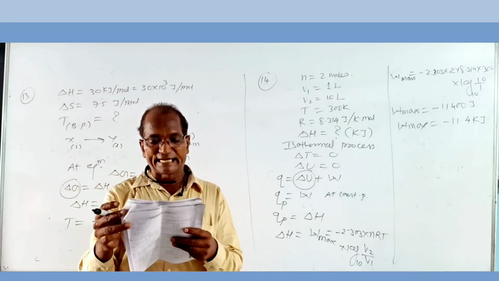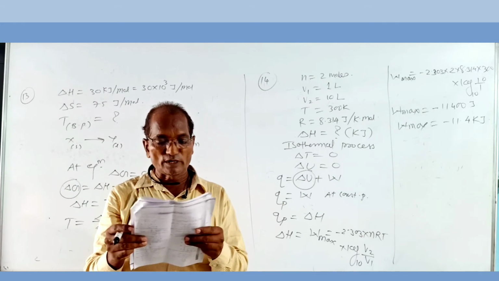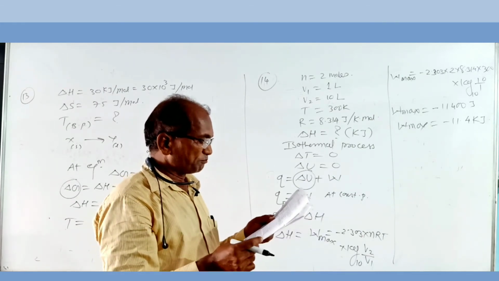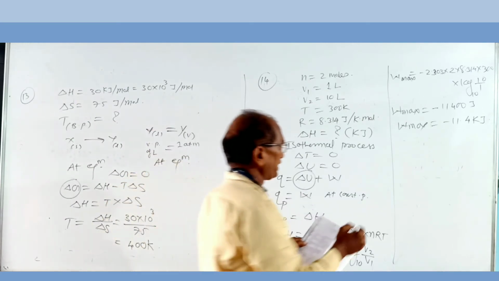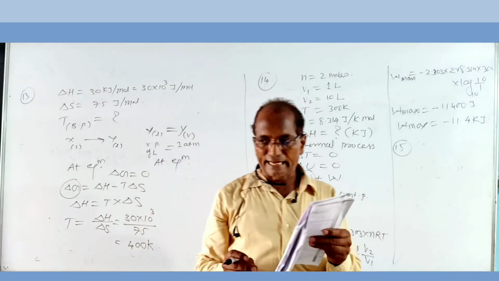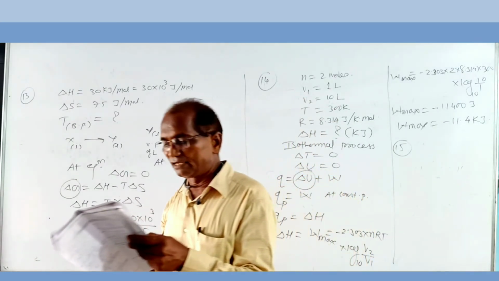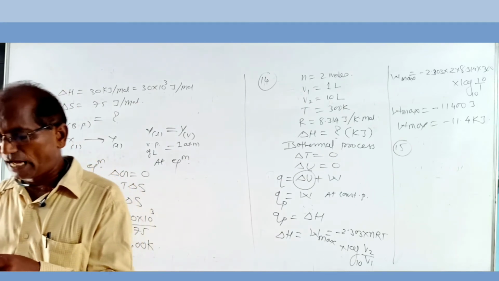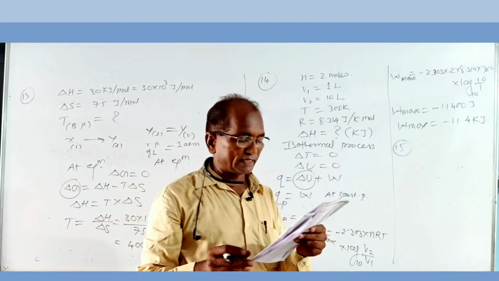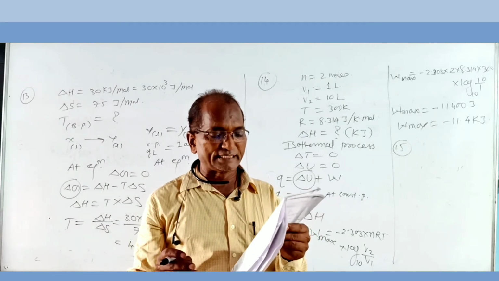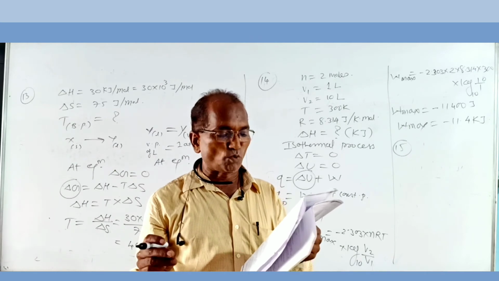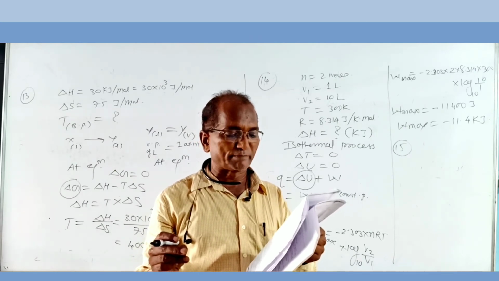Negative sign indicates that work is due to expansion of gas. Then question 15. An ideal gas expands in volume from 1 into 10 to the power minus 3 meter cube to 1 into 10 to the power minus 2 meter cube at 300 K against a constant pressure of 1 into 10 to the power 5 Newton per meter square.